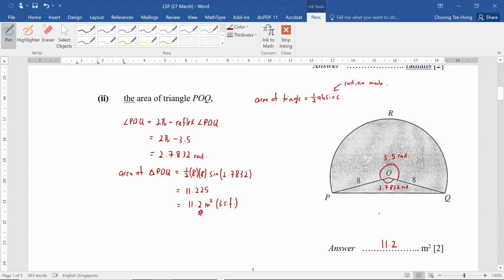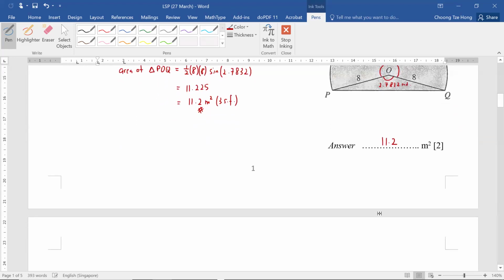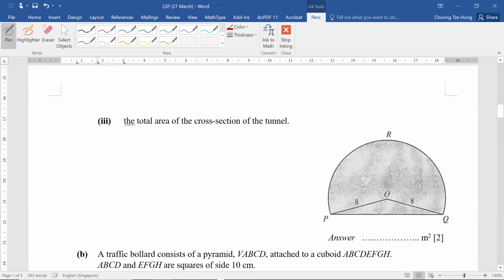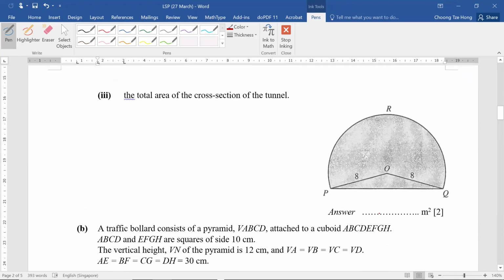All right, let's look at part 3 of the question. This is a paper 2 question, so it's a bit long. Part 3: the total area of the cross section of the tunnel. We have already found the area of the triangle, which is 11.225 meters squared. If you want to find the total area, we now need to find the area of the sector.